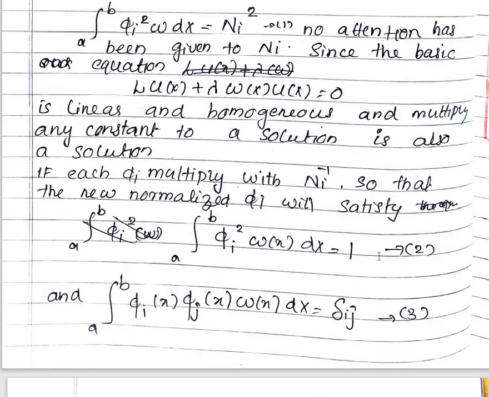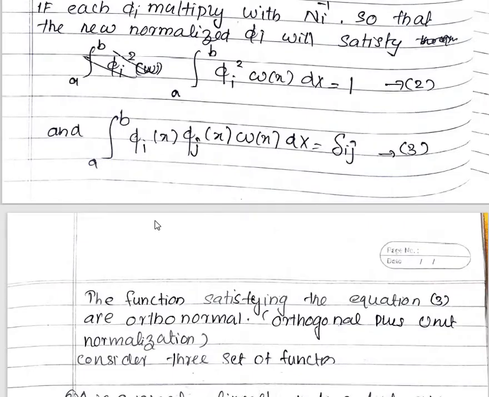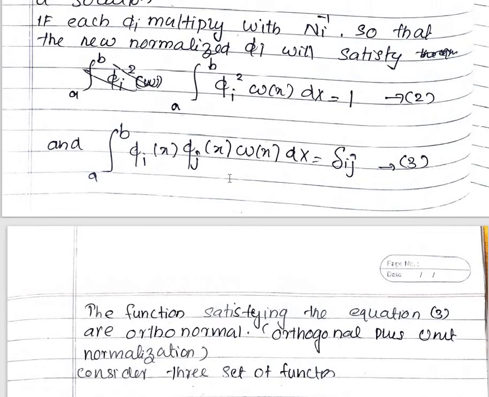So this is the general normalization condition, or we can write the integral from a to b of phi i of x phi j of x w of x dx is equal to delta i j. If i is equal to j, its value is 1. If i is not equal to j, its value is 0. So for two functions i and j, it should be orthonormal. For our interest, it is the integral from a to b of phi i of x phi j of x w of x dx is equal to delta i j. So the functions which satisfy this equation are orthonormal functions.